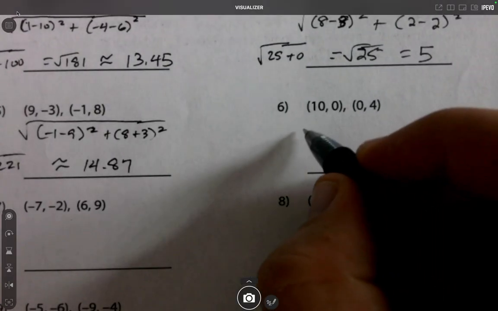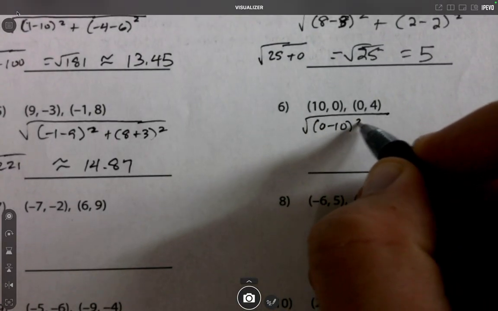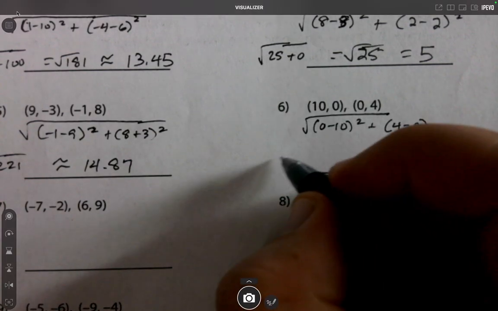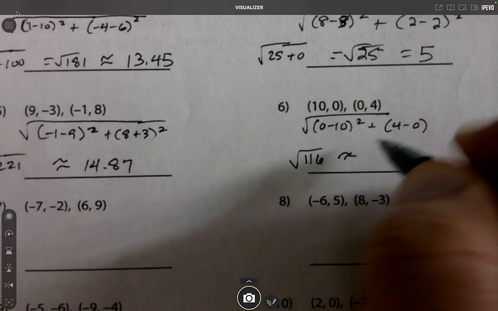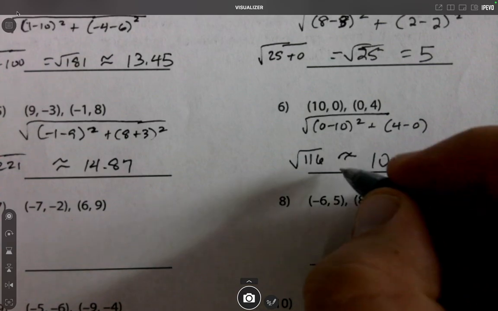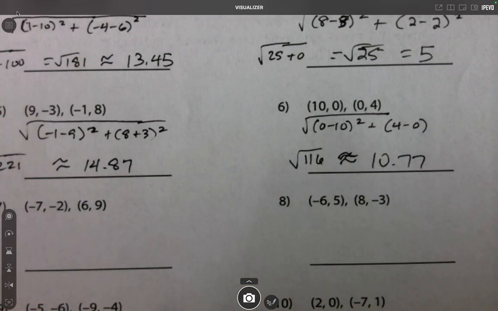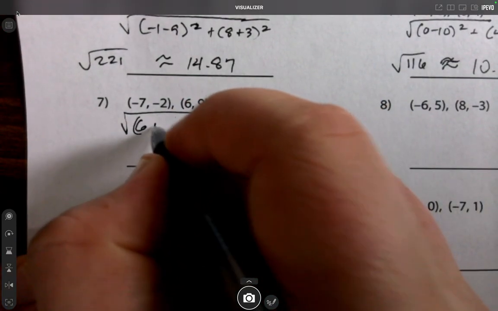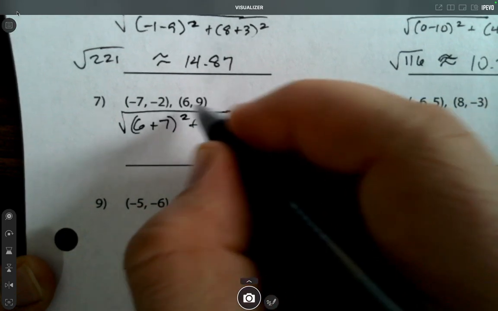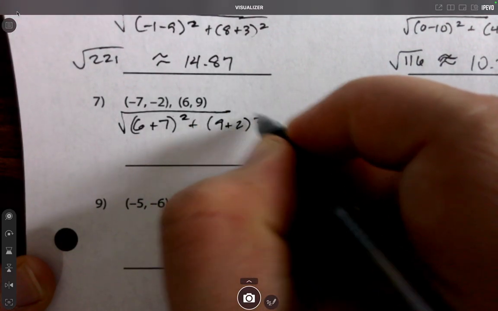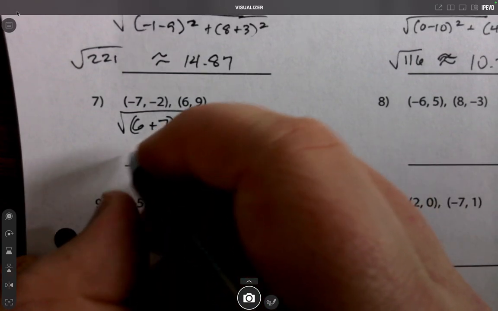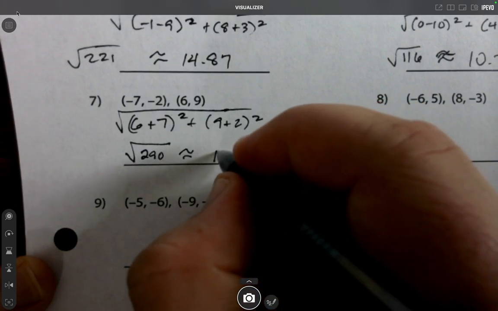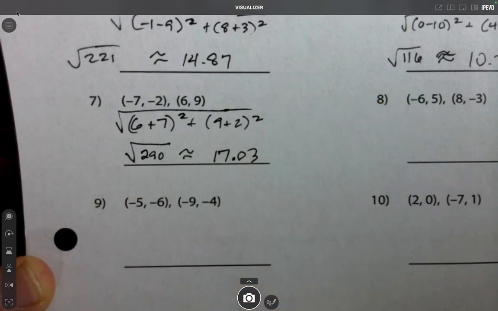Number 6, we do 0 minus 10 squared plus 4 minus 0 squared. That gives us the square root of 116, which is about 10.77. Seven, we get the square root of 6 minus negative 7, which is plus 7 squared, plus 9 minus negative 2, which is 9 plus 2 squared. And when that's all simplified inside the radical, we get the square root of 290, and that is approximately 17.03.